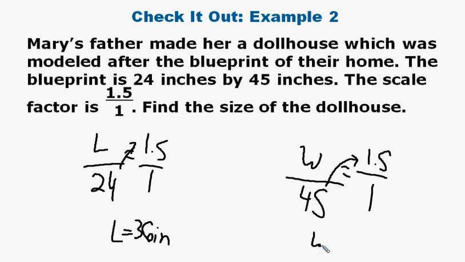And W equals 45 plus half. We'll have to do that. 45 times 1.5 is 67.5 inches. So that would be the dimensions of our dollhouse.